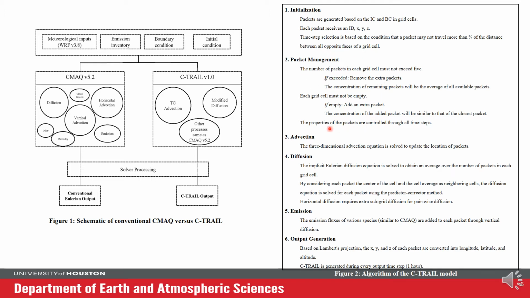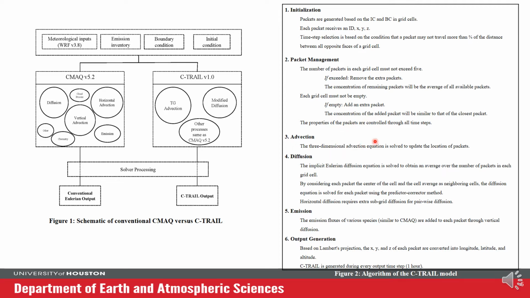So we need to have a packet management system. This packet management system includes one part which is responsible for removing the extra packets. We call it pruning or emptying process. Another part is responsible for adding packets to the empty cells, which we call spawning or filling.